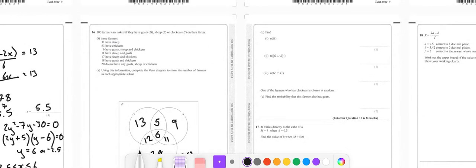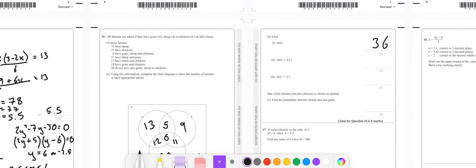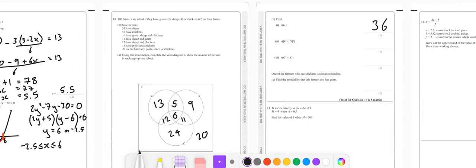Okay, find the number G. Number of G is 13 plus 5 plus 6 plus 12. It's 36. The number G union S not. So G union S is all of that lot. So not is 44.